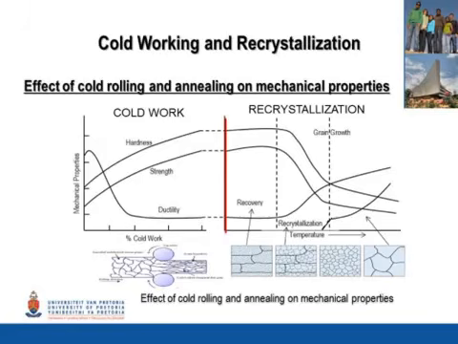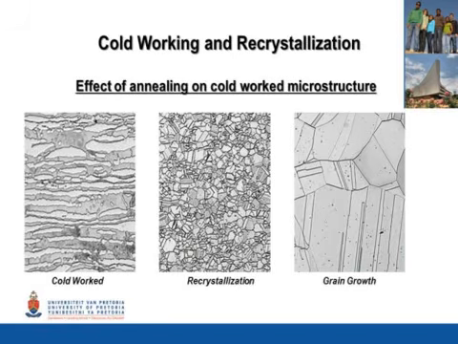The third and final stage of recrystallization is called grain growth. This occurs if a material is left at temperature for extended periods of time. During this stage, grains will grow at the expense of neighboring grains. The driving force for this stage is the reduction in internal energy by minimizing the amount of grain boundaries that are present in the microstructure. Here we can see micrographs of cold-worked material, recrystallized material, and material that has experienced grain growth.